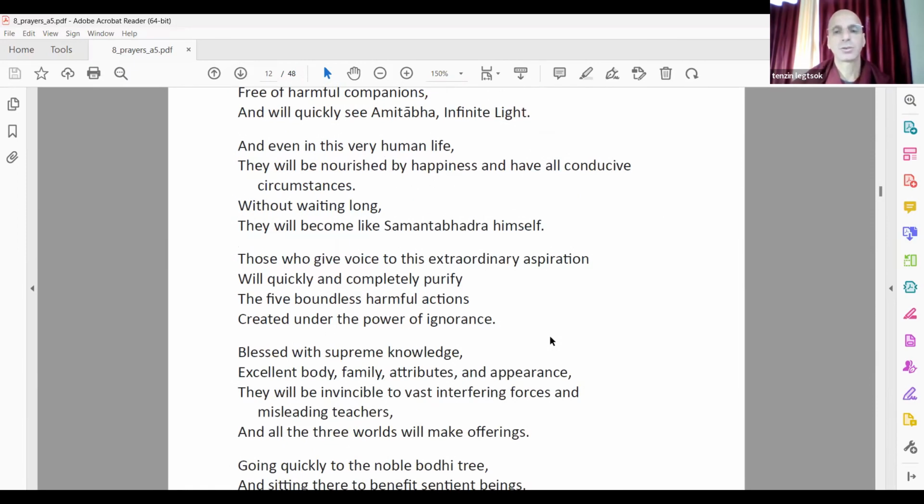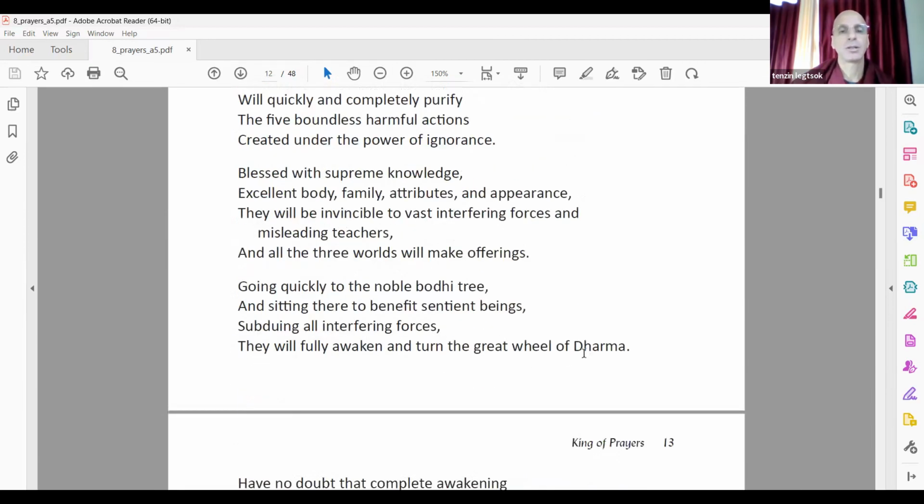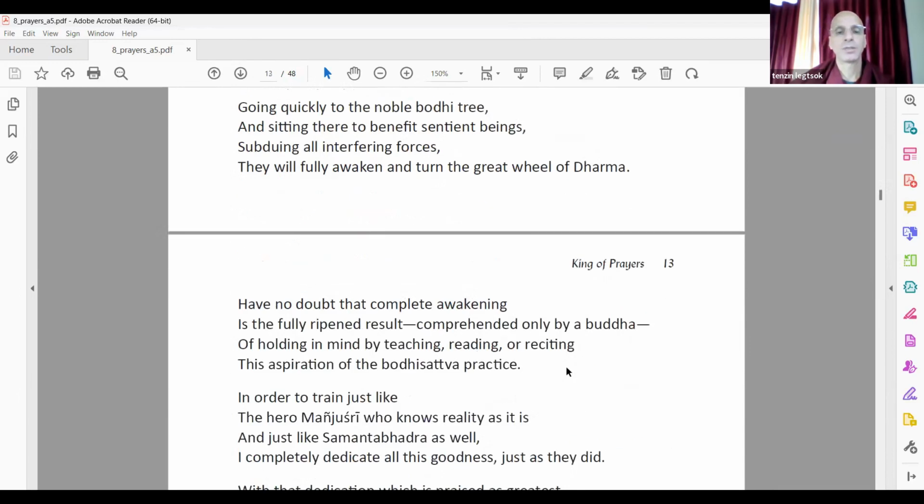Those who give voice to this extraordinary aspiration will quickly and completely purify the 5 boundless harmful actions created under the power of ignorance. Blessed with supreme knowledge, excellent body, family attributes, and appearance, they will be invincible to vast interfering forces and misleading teachers, and all the 3 worlds will make offerings. Going quickly to the noble Bodhi tree and sitting there to benefit sentient beings, subduing all interfering forces, they will fully awaken and turn the great wheel of Dharma.